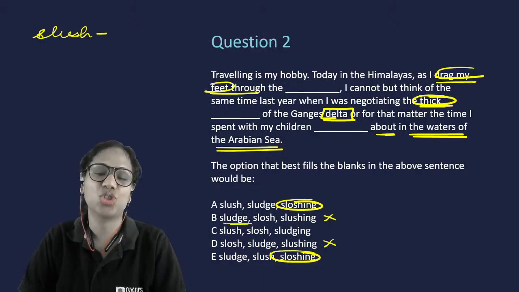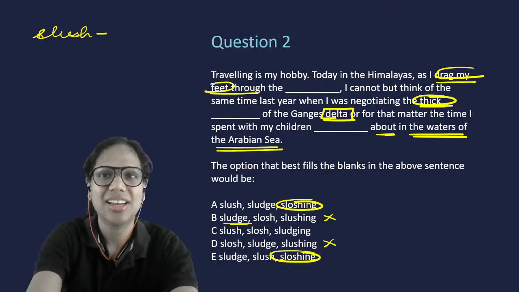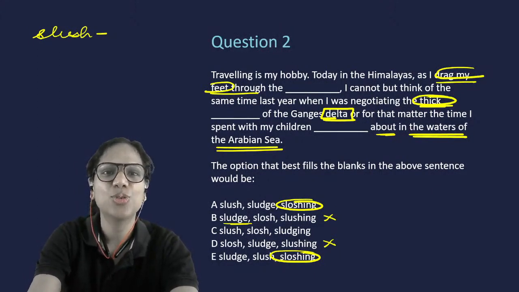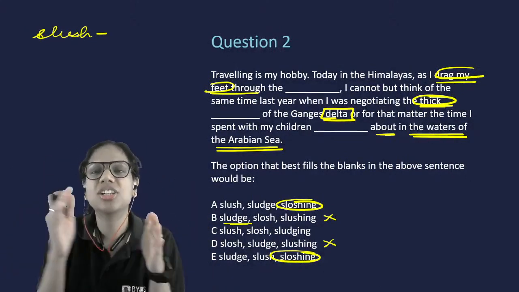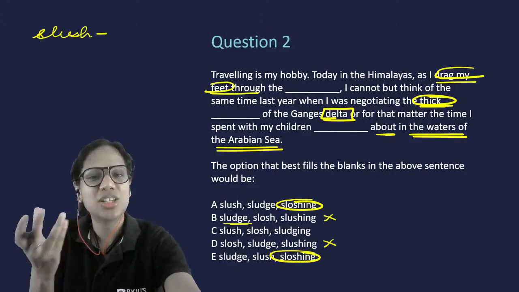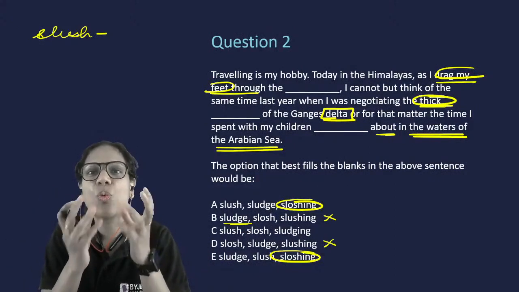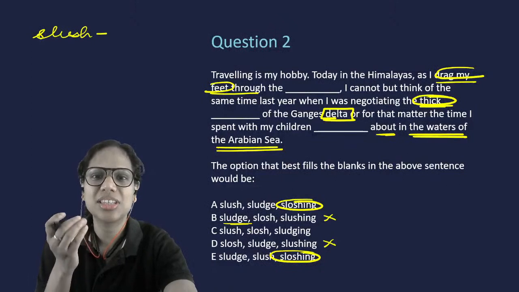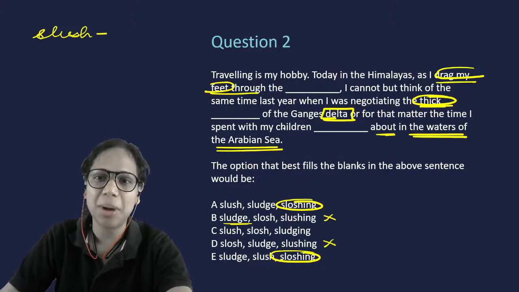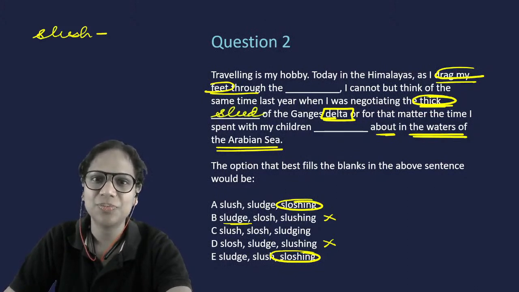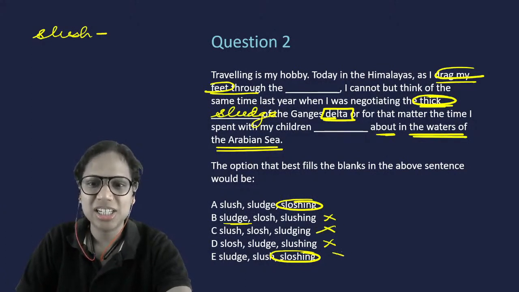Sludge. What is sludge? So here this person is talking about a delta, right? What is a delta? If you know the concept of it, basically because of the joining of rivers, a triangular shape of mud is formed, right? That is called a delta. So this triangle contains wet mud, and such soft thick mud is called sludge. Because we are talking about a delta here, sludge is appropriate here. So this is eliminated, this is eliminated.